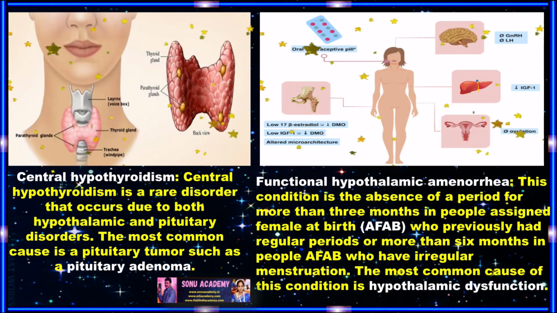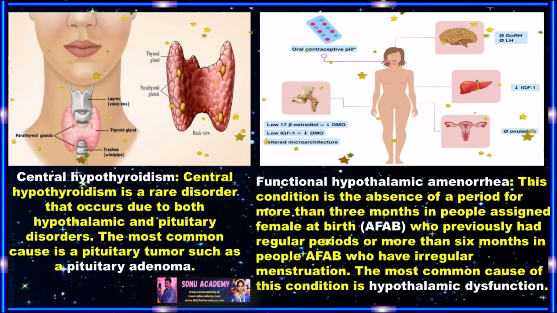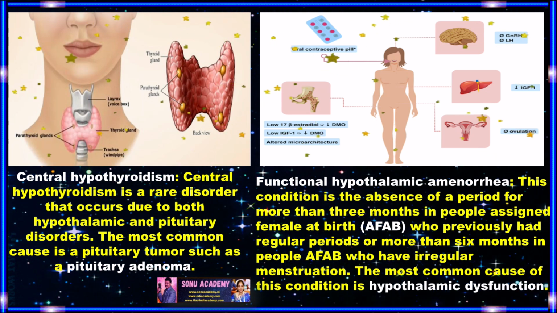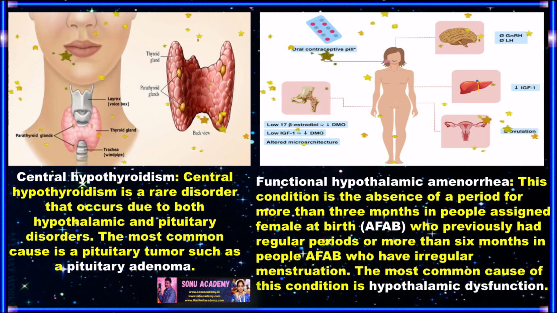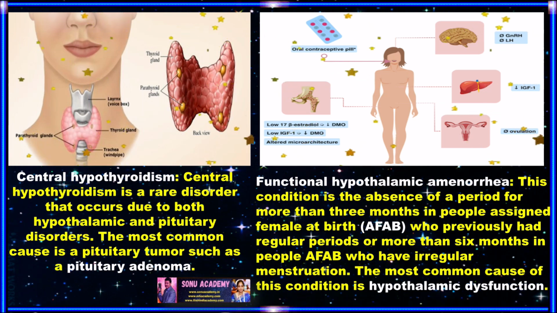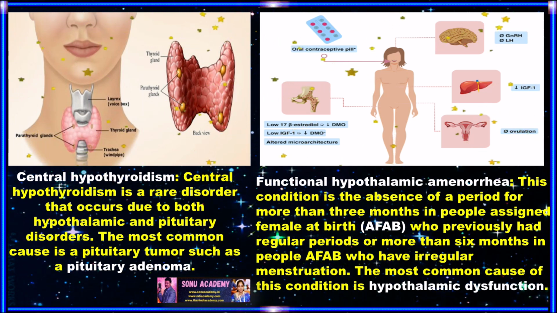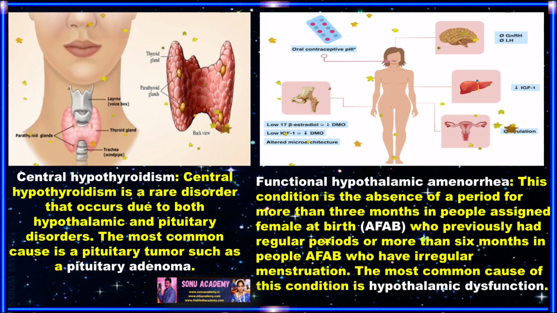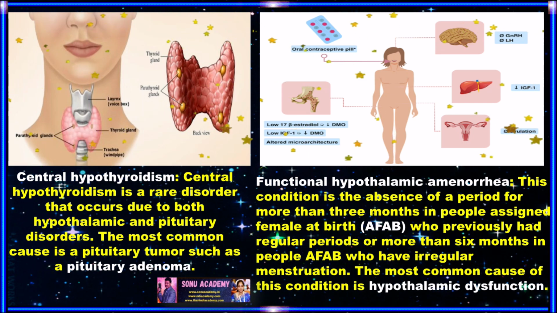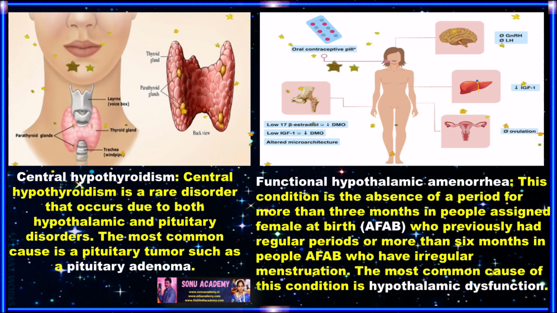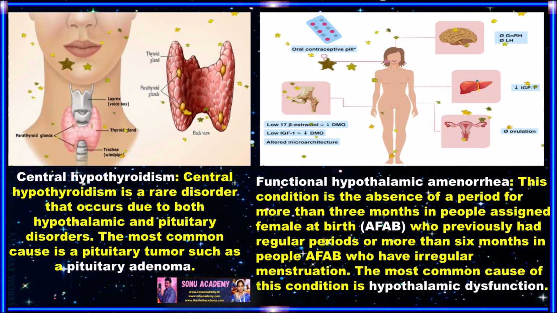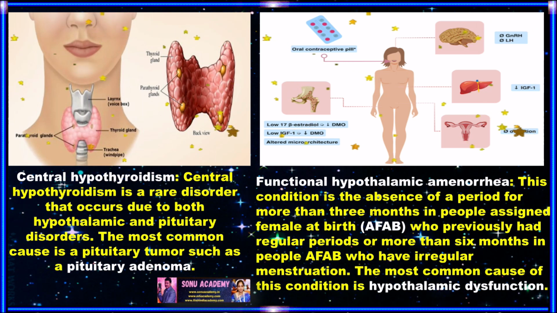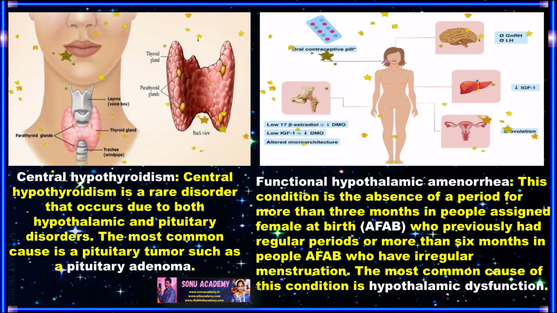Central hypothyroidism. Central hypothyroidism is a rare disorder that occurs due to both hypothalamic and pituitary disorders. The most common cause is a pituitary tumor such as a pituitary adenoma. Next one is functional hypothalamic amenorrhea. This condition is the absence of periods for more than 3 months in people assigned female at birth who previously had regular periods, or more than 6 months in people AFAB who have irregular menstruation. The most common cause of this condition is hypothalamic dysfunction.